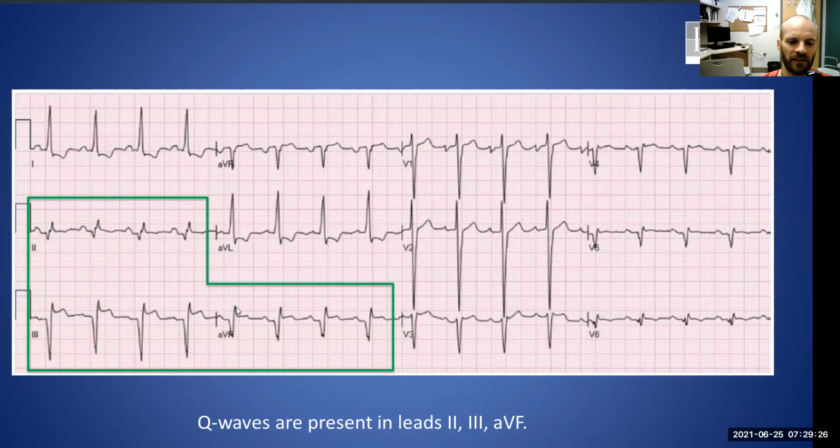There's still a little bit of ST elevation present in these leads, because most of the time the ST segments normalize after a myocardial infarction, but in some cases the wall can be so damaged and aneurysmal, so bulging out a bit like a balloon, that you can get persistent ST elevation even years and years after an event that's there forever afterwards. But these are clear deep Q waves that are very abnormal.